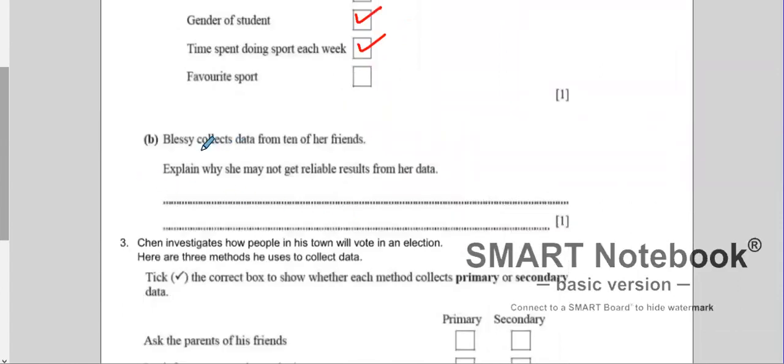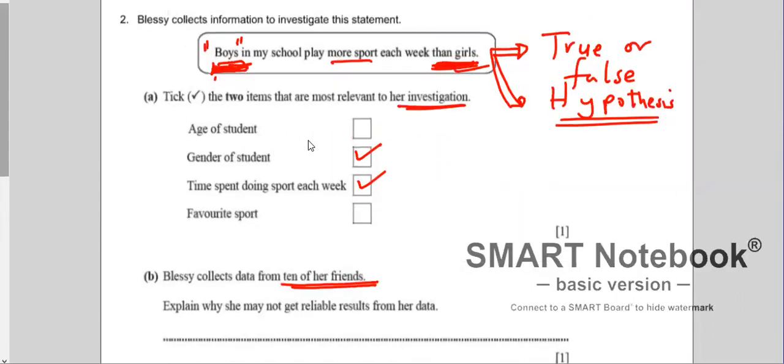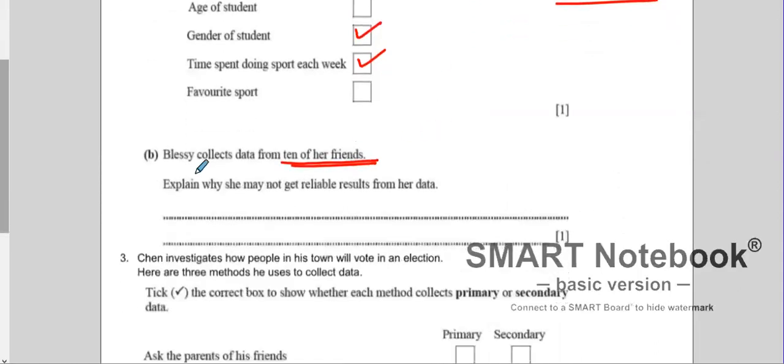Now, Bless collects data from 10 of her friends. Remember, Bless is collecting information to investigate the statement which says boys in her school play more sport each week than girls. Now, surprisingly, if Bless collects data from 10 of her friends, we say that the information collected from 10 of her friends will not be giving reliable results, based on the following reason. Explain why she may not get reliable results for her data.